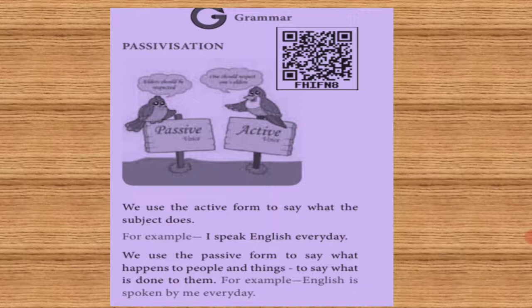So when do we use the passive form? We use the passive form to say what happens to the subject, or to say what is done to the subject. What the subject does, or when the subject is active, is active voice. When the subject is receiving the action, it is passive voice.